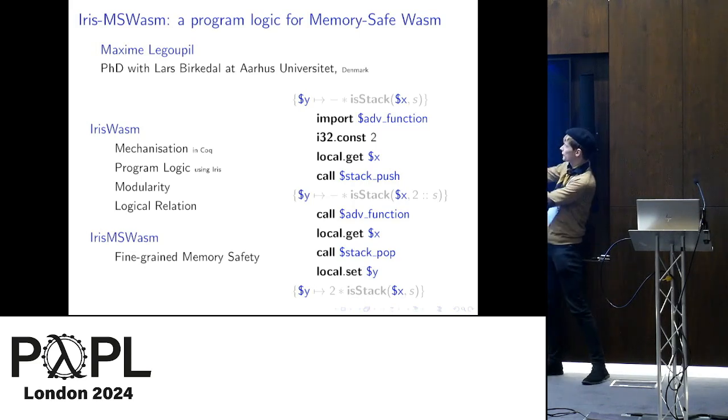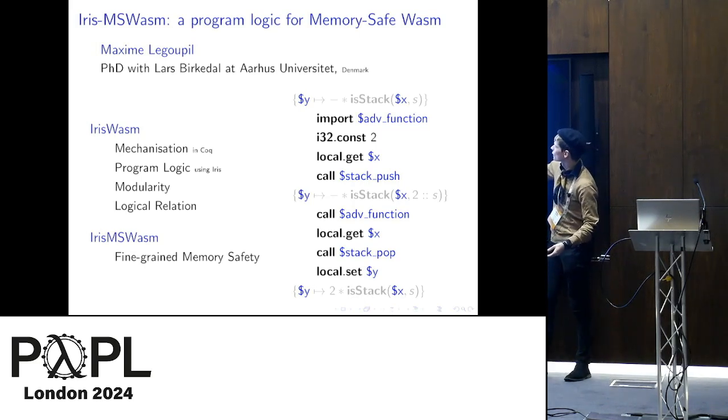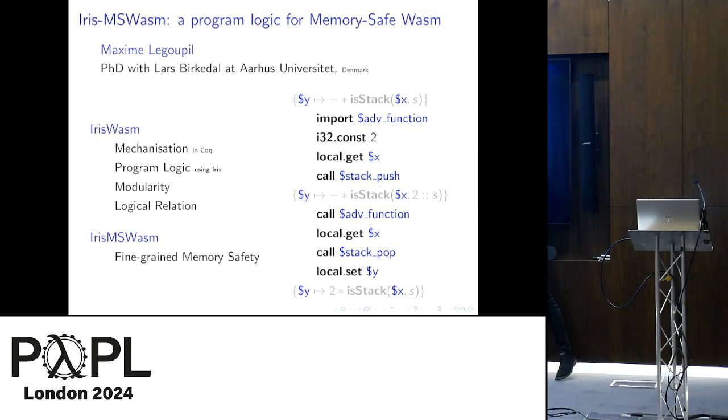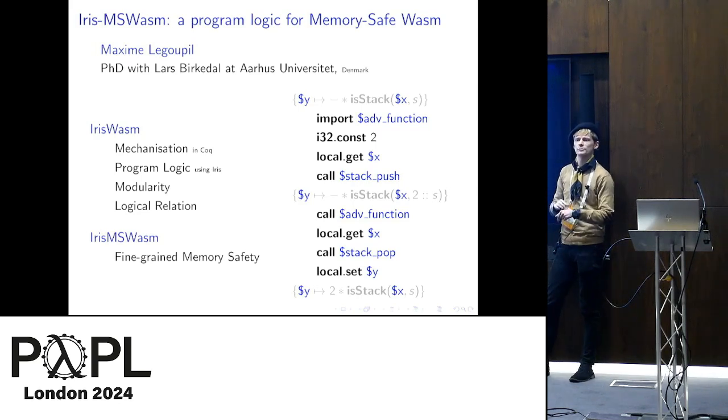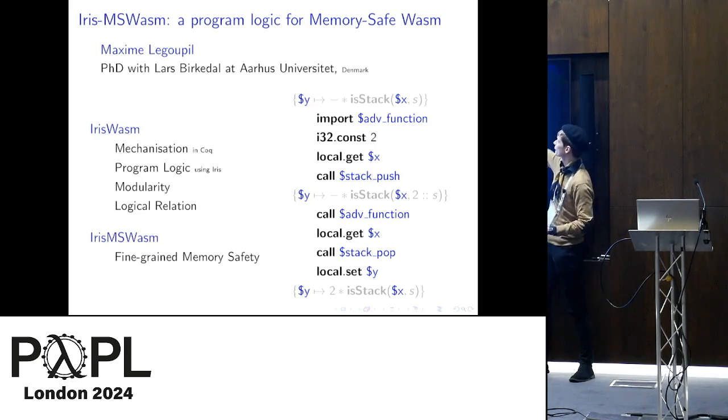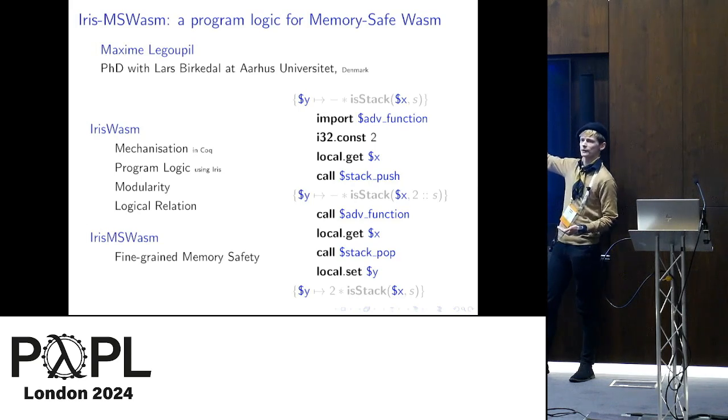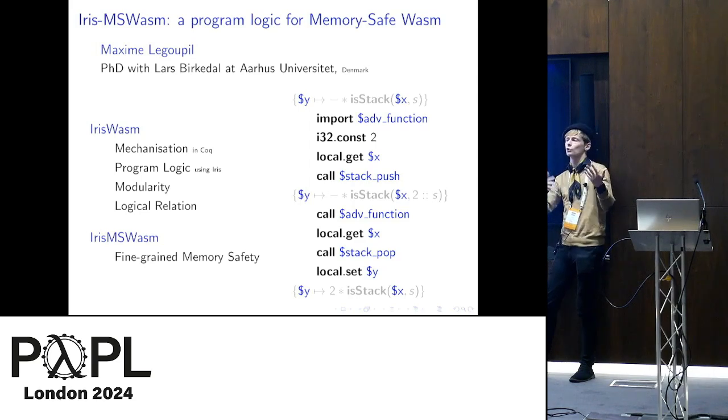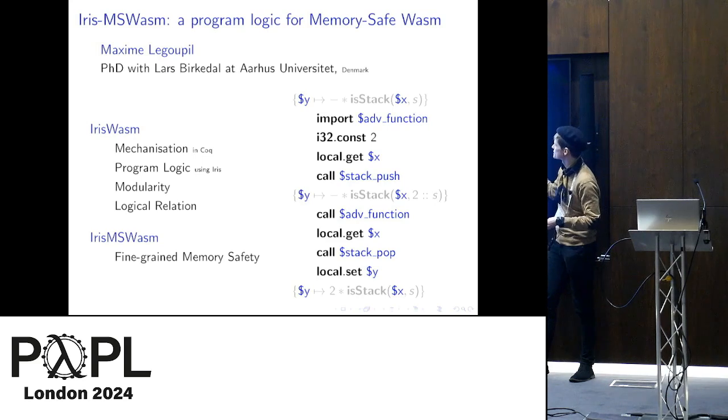And then me as a client of the stack module, I can write a proof of my code where I am calling a function from the stack module using Iris WASM and that specification of the stack module. I can show that I'm going from having a value that represents mathematical stack S to something where I've pushed the value 2 onto my stack. And so I can combine specifications of one module and another to then reason about different modules interacting with one another.